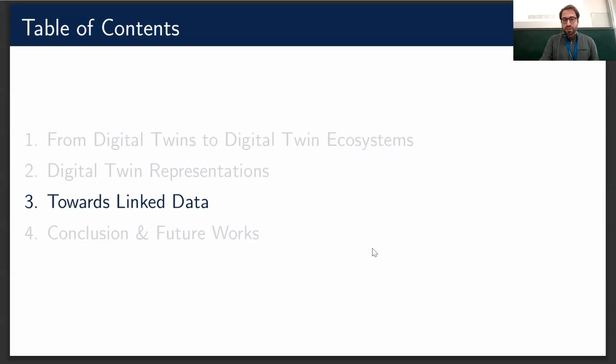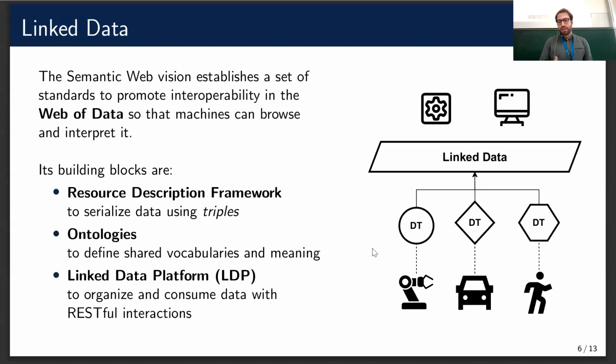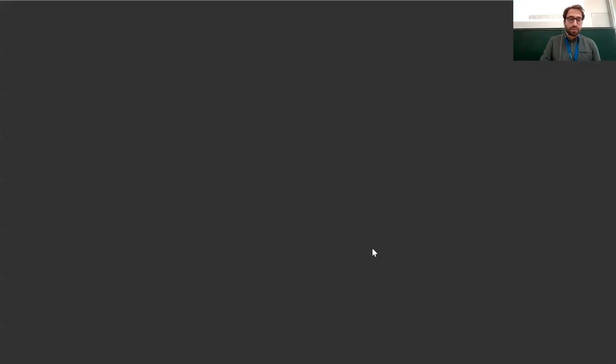And our approach is based on linked data. The idea is that linked data can act as a barrier between the applications and the consumers, the stakeholders that we mentioned, and the digital twins. And for those who are not familiar with linked data, the idea is that the semantic web basically builds a web of data that consumers can directly browse and interpret, and is based on the Resource Description Framework, on ontologies to share knowledge, and on the Linked Data Platform for organizing content.